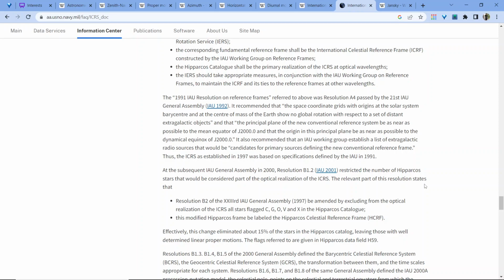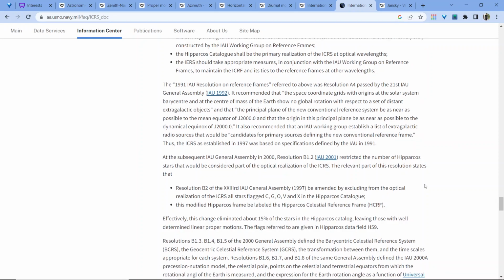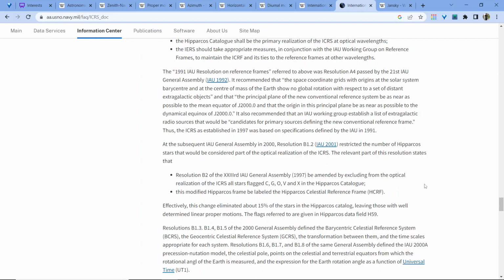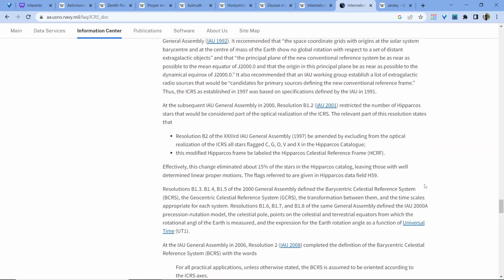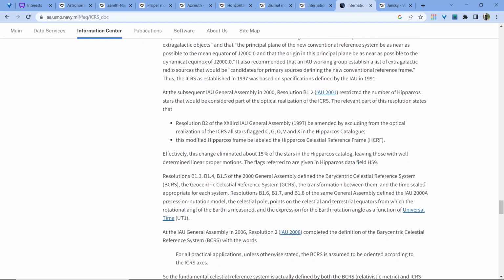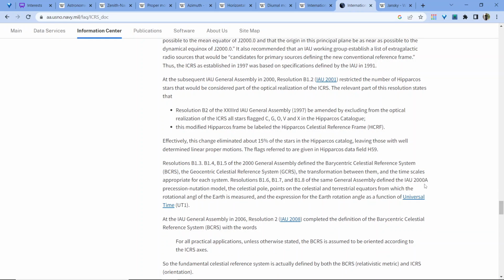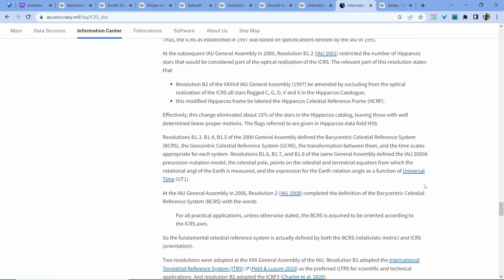At the subsequent IAU General Assembly in 2000, Resolution B1.2 restricted the number of Hipparcos stars that would be considered as part of the optical realization of the ICRS. The relevant part of this resolution states that Resolution B2 of the XXIII IAU General Assembly 1997 be amended by excluding from the optical realization of the ICRS all stars flagged C, G, O, V, N, X in the Hipparcos catalog. This modified Hipparcos frame be labeled the Hipparcos Celestial Reference Frame, HCRF. Effectively, this change eliminated about 15% of the stars in the Hipparcos catalog, leaving those with well-determined linear proper motions. The flags referred to are given in Hipparcos data field H59.